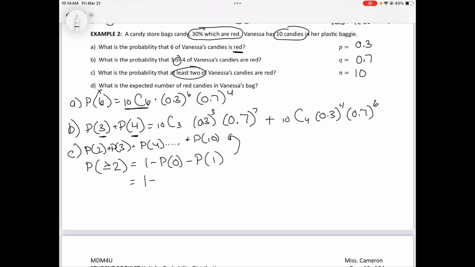So 1 minus the same setup. 10 choose, but this time it's 0. 0.3 to the 0. 0.7 to the 10. Minus 10 choose, this time we're doing 1. 0.3 to the 1, 0.7 to the 9. And that's it. So there's our indirect method.